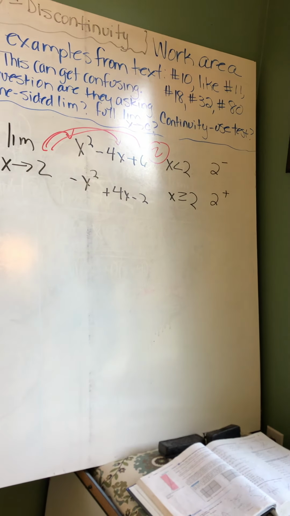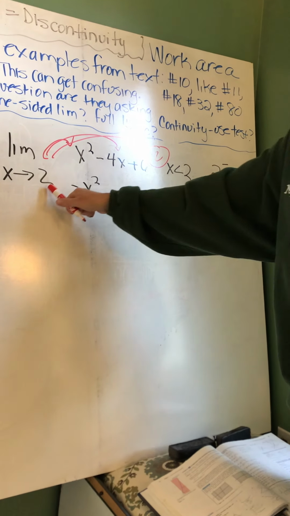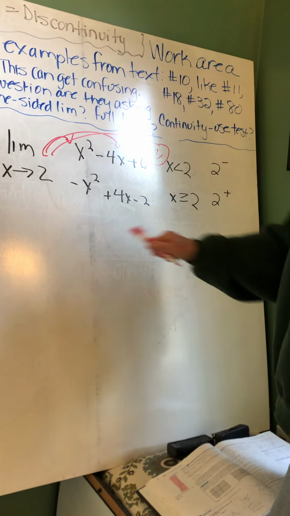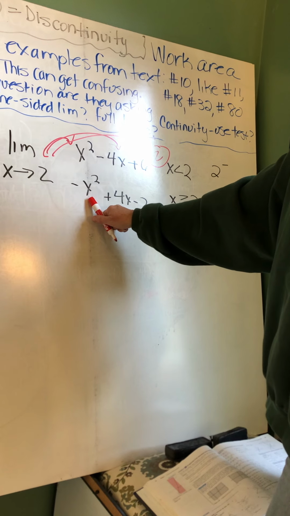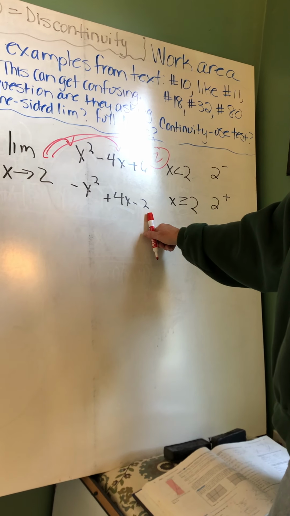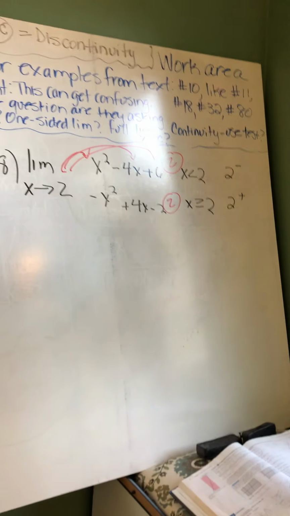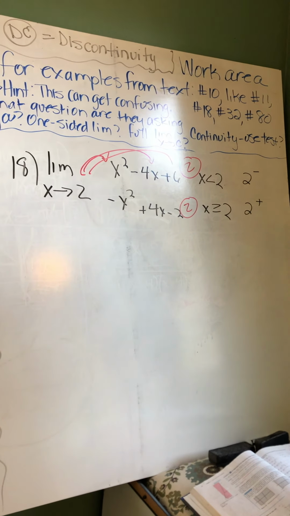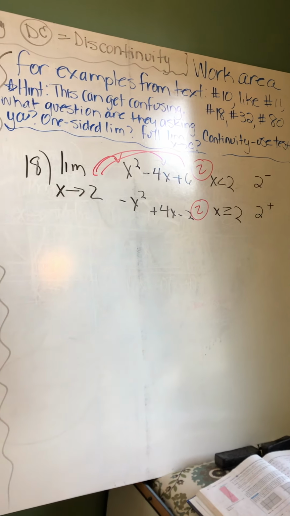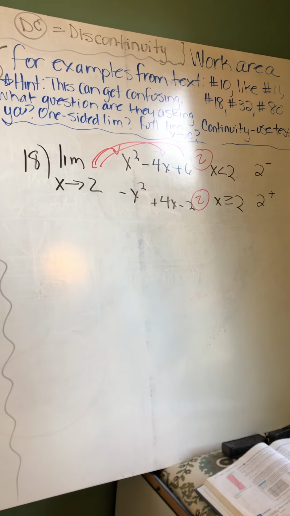The value of the function is approaching 2. Let's put a 2 into the bottom function here. That would be negative 4 minus 2. We're now at negative 6 plus 8, which is 2.